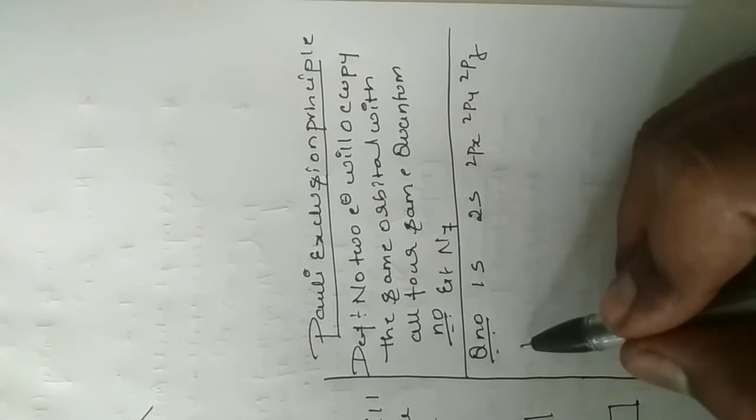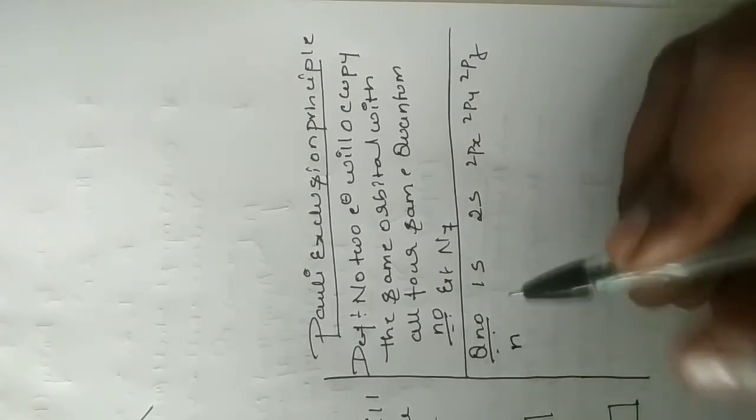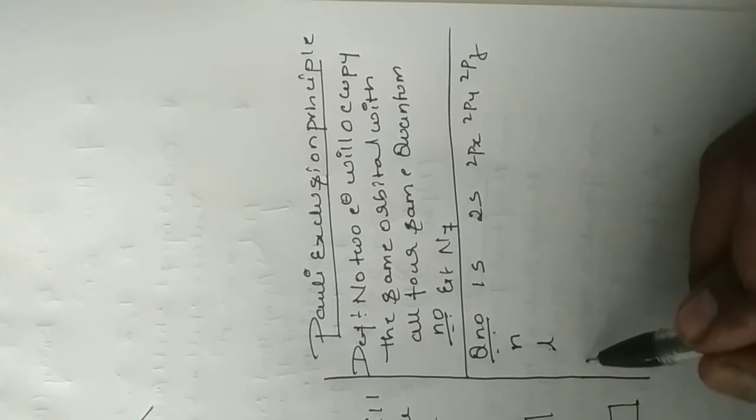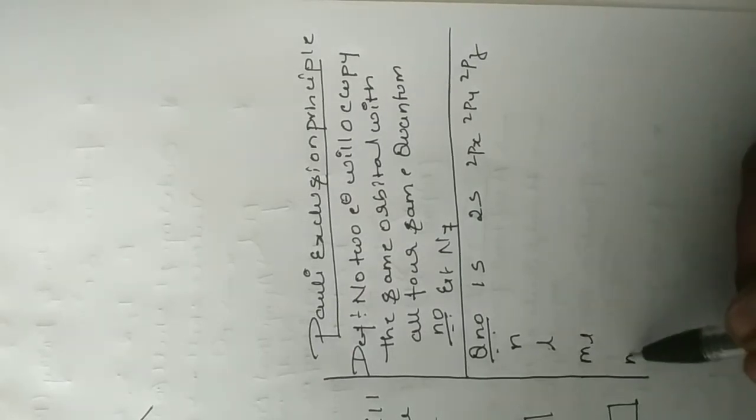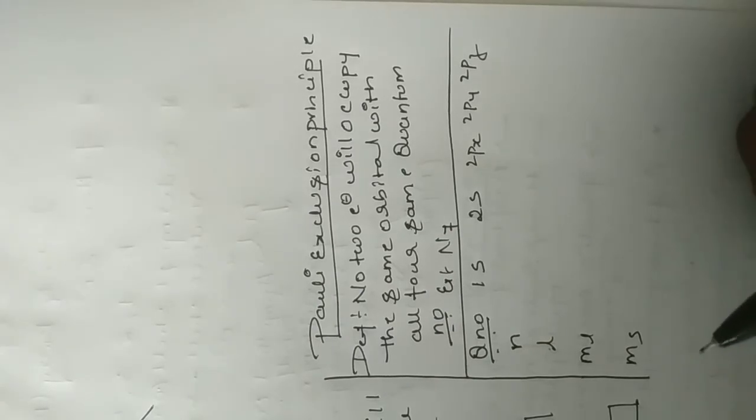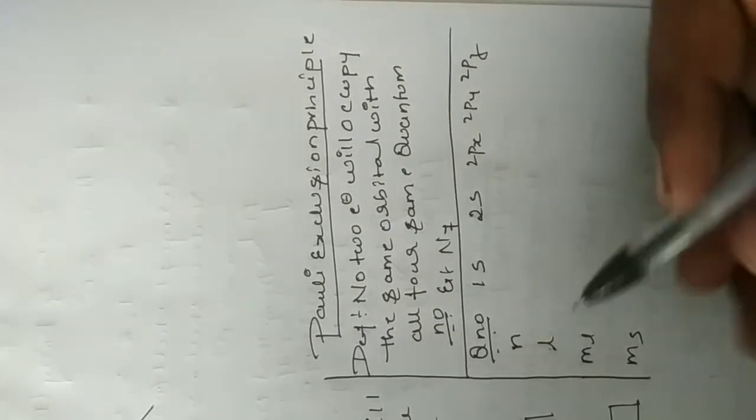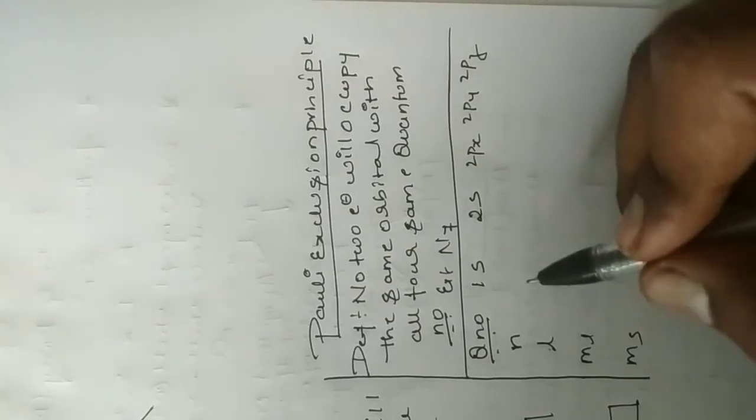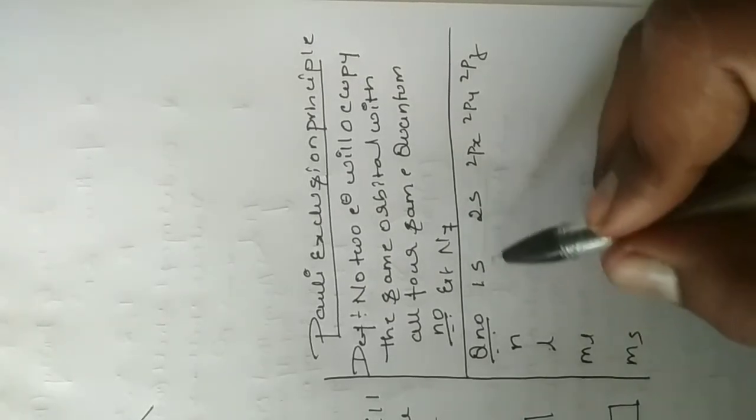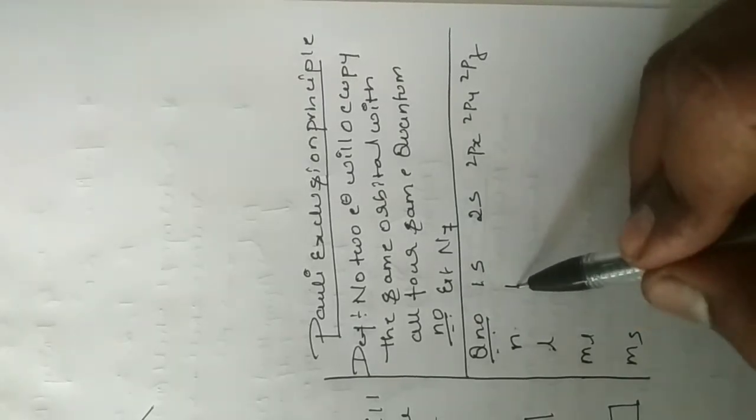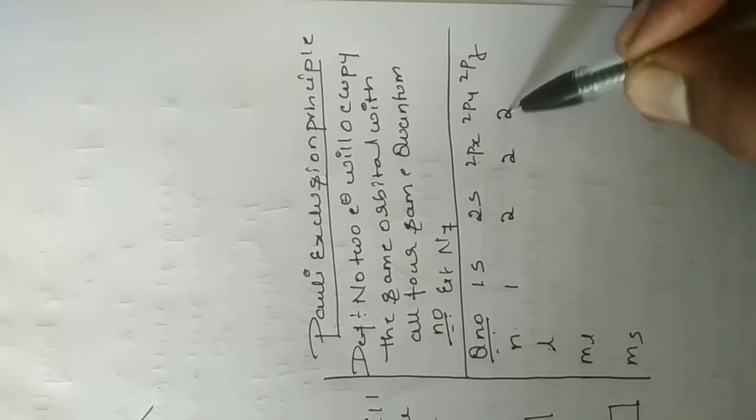First I am taking the quantum number n, the principal, then azimuthal, magnetic and spin. If n is equal to 1, in the quantum numbers they are given only as numbers: it is 1, it is 2, here also 2, here also 2, here also 2.